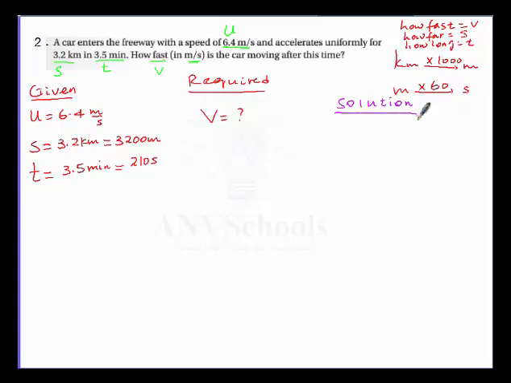Now which formula do we have to use in order to find the final velocity of this car, provided that initial speed and distance and time are given? Can I use the formula S? Let's list down the formulas for final speed. We know that final speed is equal to initial speed plus acceleration multiplied by time. If I want to use this formula, I have to find the value of acceleration first.